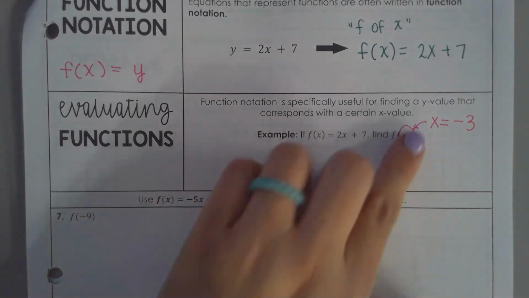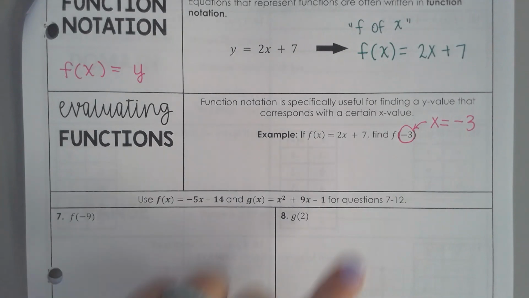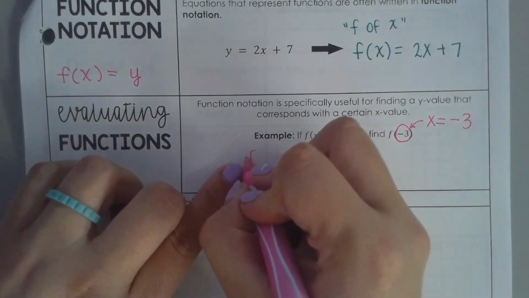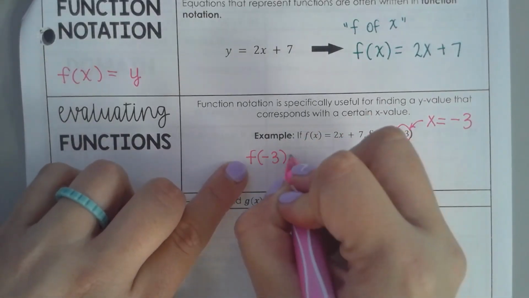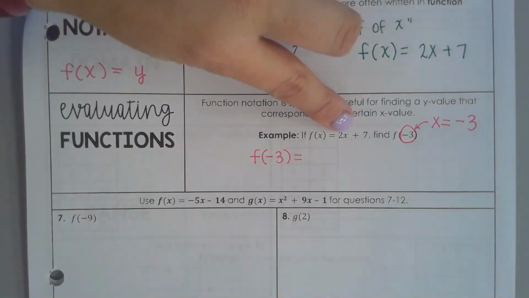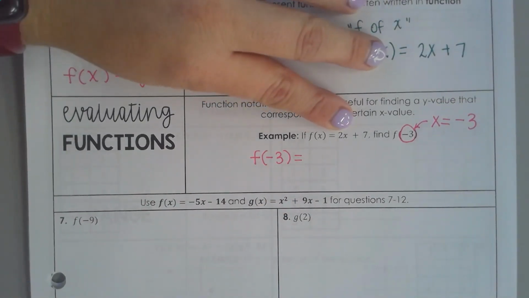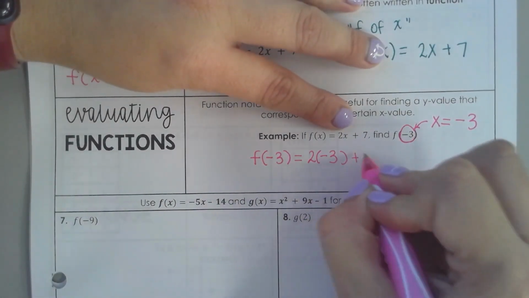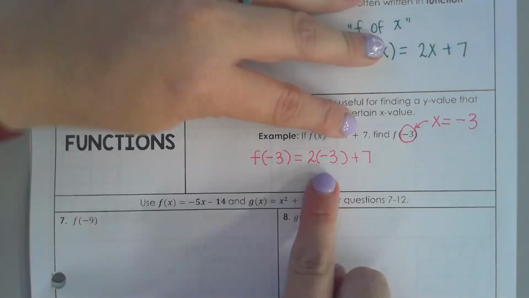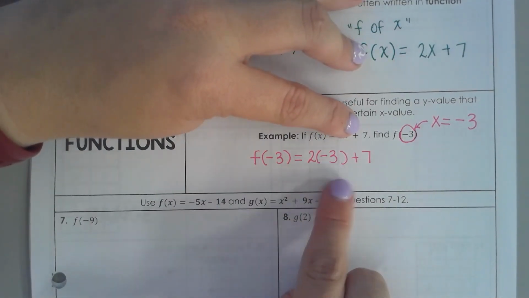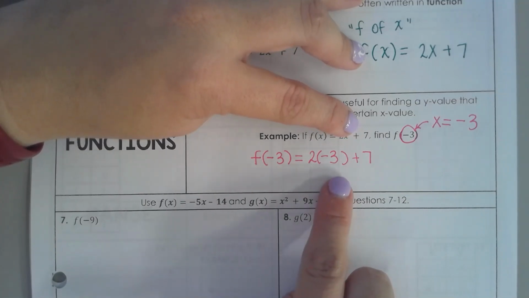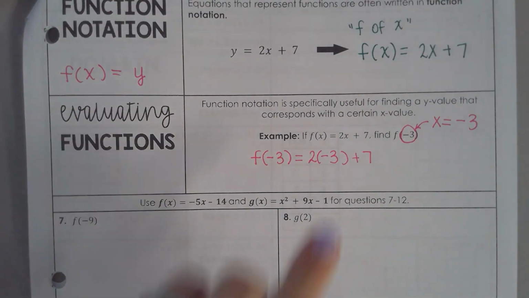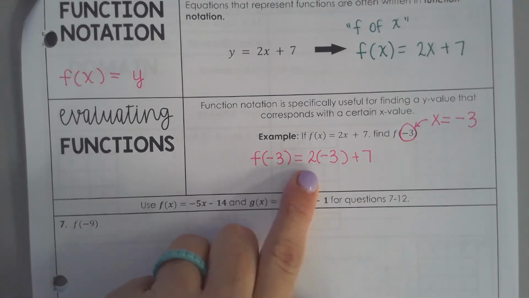So when asked to find f of some number, we're just going to put that number in for x. So I'm going to rewrite this: f of negative 3 equals, and then I'm going to put the negative 3 in the x spot. So 2, and you always want to put that in parentheses. Whenever you plug something in, put the negative 3 in parentheses, and then we have the plus 7. And you can type that.